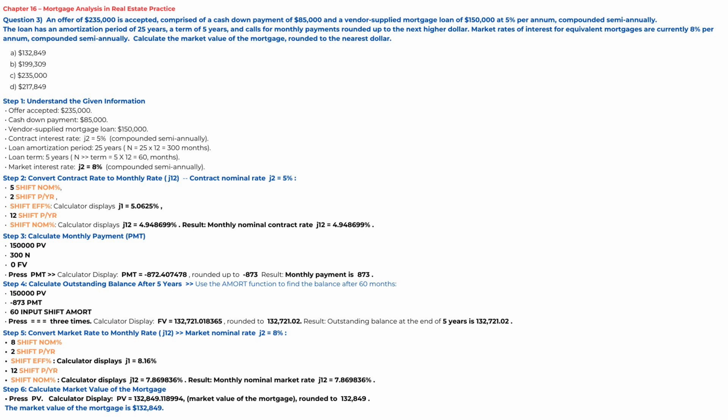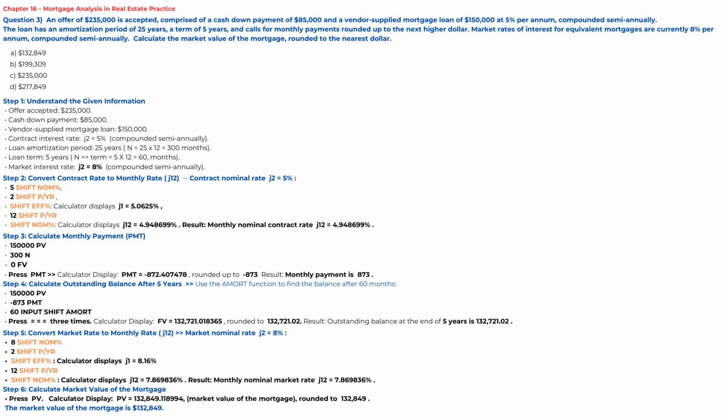Step 1. Understand the given information. Offer accepted, $235,000. Cash down payment, $85,000. Vendor supplied mortgage loan, $150,000. Contract interest rate, J2 equals 5%, compounded semi-annually. Loan amortization period, 25 years, N equals 25 times 12 equals 300 months. Loan term, 5 years, N term equals 5 times 12 equals 60 months. Market interest rate, J2 equals 8%, compounded semi-annually.